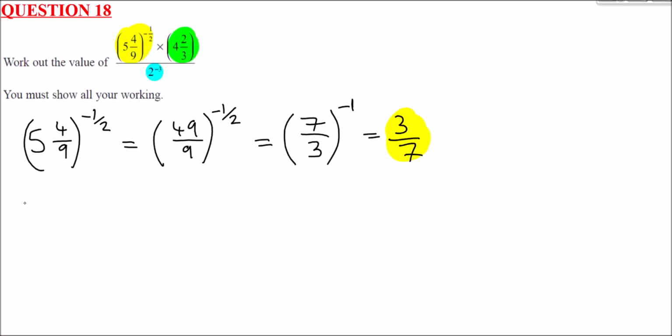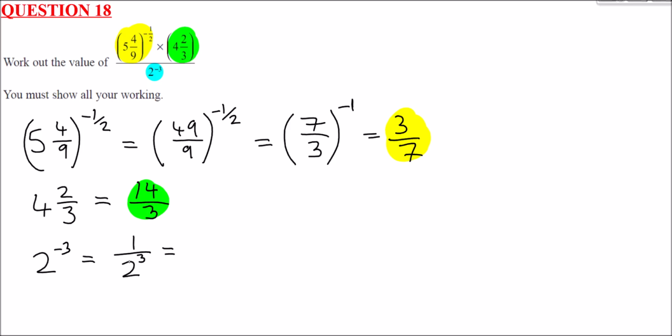Next, 4 2/3. Just change this to a top-heavy fraction again. So 4 multiplied by 3 is 12, plus 2 is 14. So 4 2/3 is 14 over 3. And lastly, 2 to the power minus 3. Anything which is a minus power, you can think of as being 1 over this thing to the positive power. So 2 to the power minus 3 is the same as 1 over 2 cubed. 2 cubed, 2 multiplied by 2 again, is 8. So 1 over 2 cubed is 1/8.